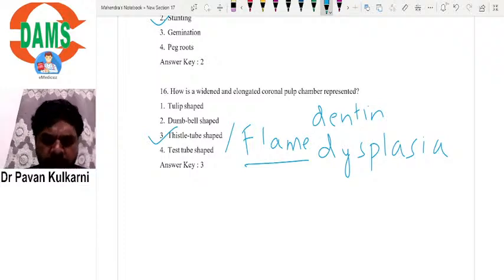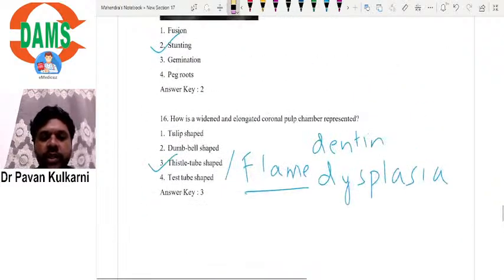Tulip shaped, dumbbell shaped, test tube shaped are other terms that they have given. All those are different shapes that are not specific for this. Coronal pulp chamber enlargement that is characteristically seen in dentine dysplasia is called thistle tube or flame shaped pulp chamber. So that's the last question for today's discussion.